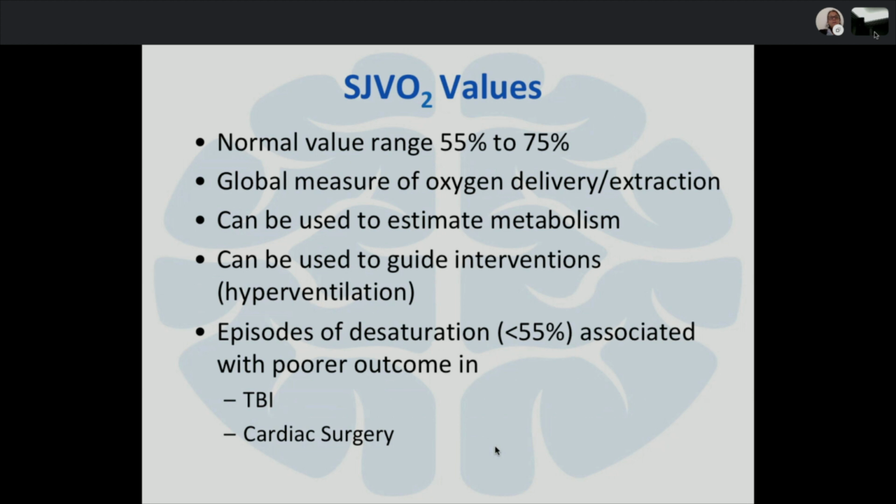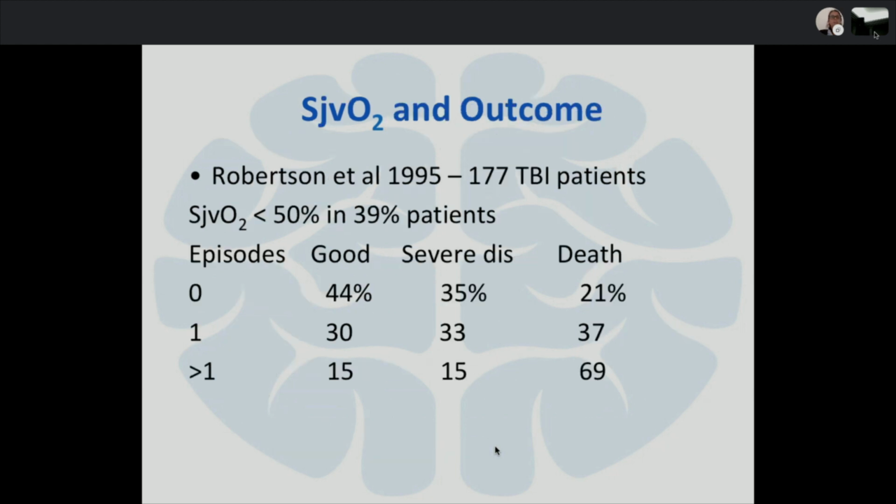So, how can it be used? It can be used, of course, to estimate the cerebral metabolism. It can be used to guide interventions, for example, hyperventilation. It can be used to assess the outcome of the patients. Episodes of desaturation below 55% are actually associated with a poor outcome. And this is demonstrated in several brain injuries, including traumatic brain injury patients, but even in patients with not a primary brain injury, but who undergo procedures which are at risk of cerebral complications, including cardiac surgery.